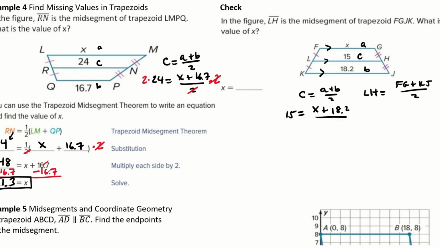All right, so multiply both sides by 2. These cancel. We get 30 equals X plus 18.2. Subtract 18.2 on both sides. We get X equals, we get here 11.8. All right, so X is 11.8.